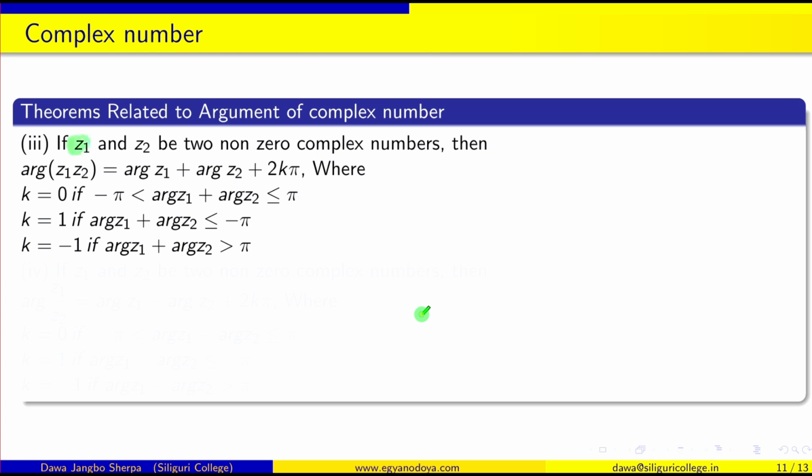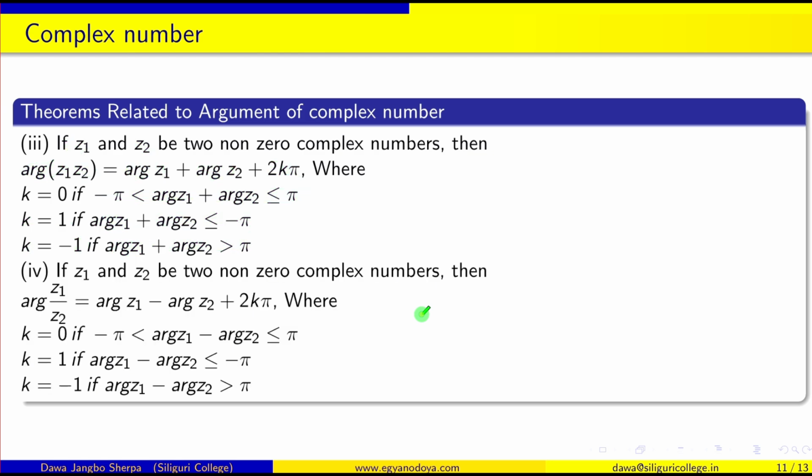If Z1 and Z2 are two non-zero complex numbers, then the principal argument of the product Z1 Z2 is the argument of Z1 plus the argument of Z2 plus 2k pi. When k is equal to 0, you get the argument of Z1 Z2 in this range. When k is equal to 1, the argument will be less than minus pi, and when k is equal to minus 1, the argument is greater than pi.